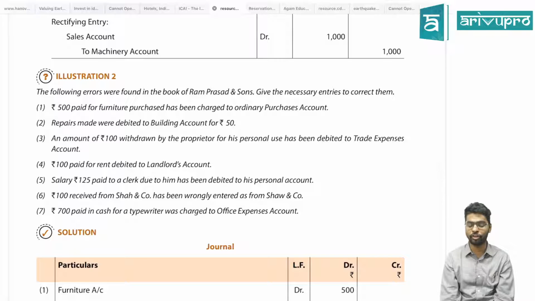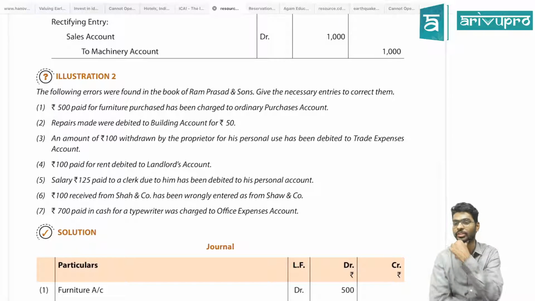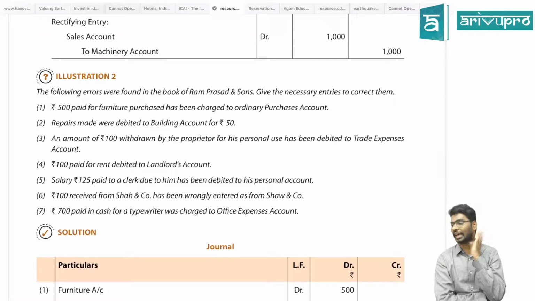700 paid for a typewriter was charged to office expense account. Correct entry is typewriter to cash. Wrong entry is office expense to cash. Rectified entry is what? Awesome. Liking rectification? Fine. Till here?